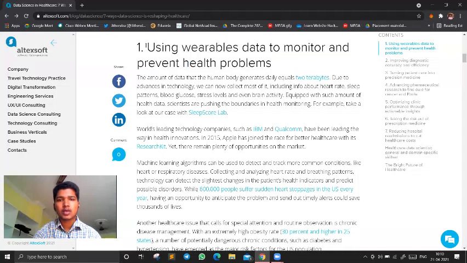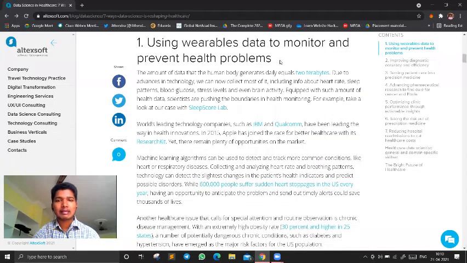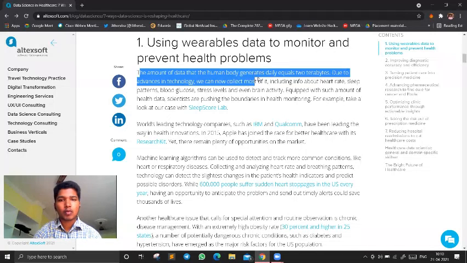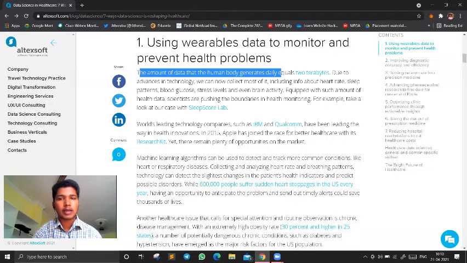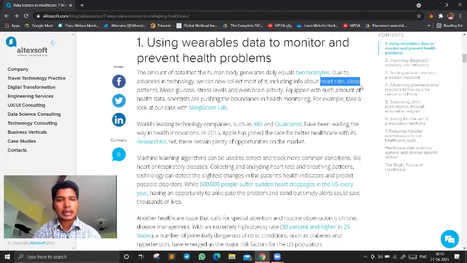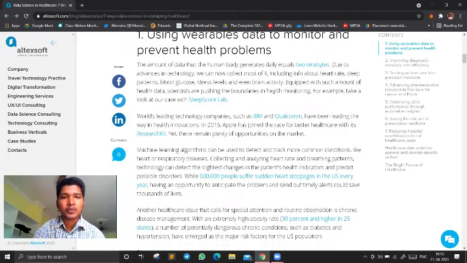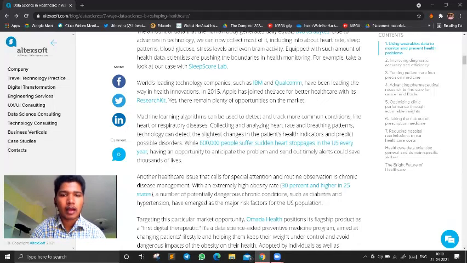The first point is using wearables data to monitor and prevent health problems. We should take good input of data. As I said, the amount of data that the human body generates daily equals 2 terabytes. So, in these advances, we should take data science seriously. The data may have heart rate, sleep patterns, blood glucose, stress levels, etc. We should take a good amount of input and we can use that for meaningful classifications or outputs.